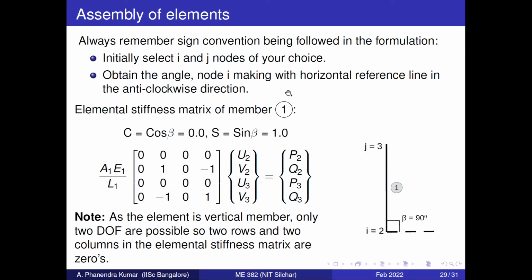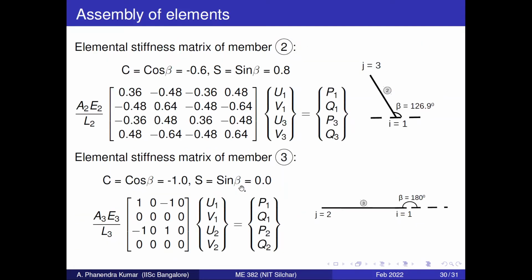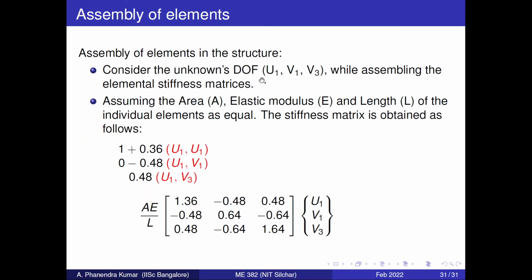But if you see in member 1, there is no u1 degrees of freedom here, so we need not look into the member 1 stiffness matrix. So in member 2 and member 3 we have the u1 degrees of freedom. From one stiffness matrix we got 1, from the other stiffness matrix we got 0.36. So we need to add those two. 1 plus 0.36 will give 1.36.